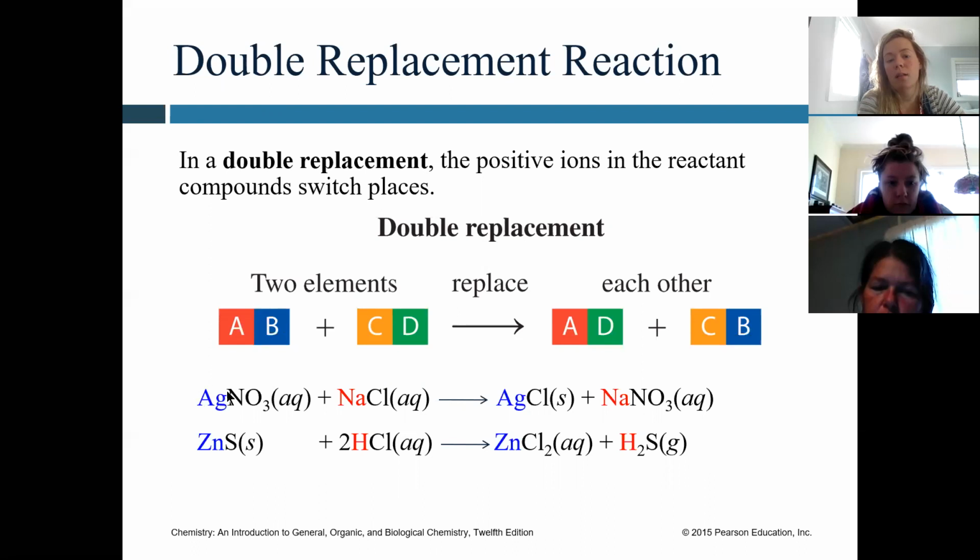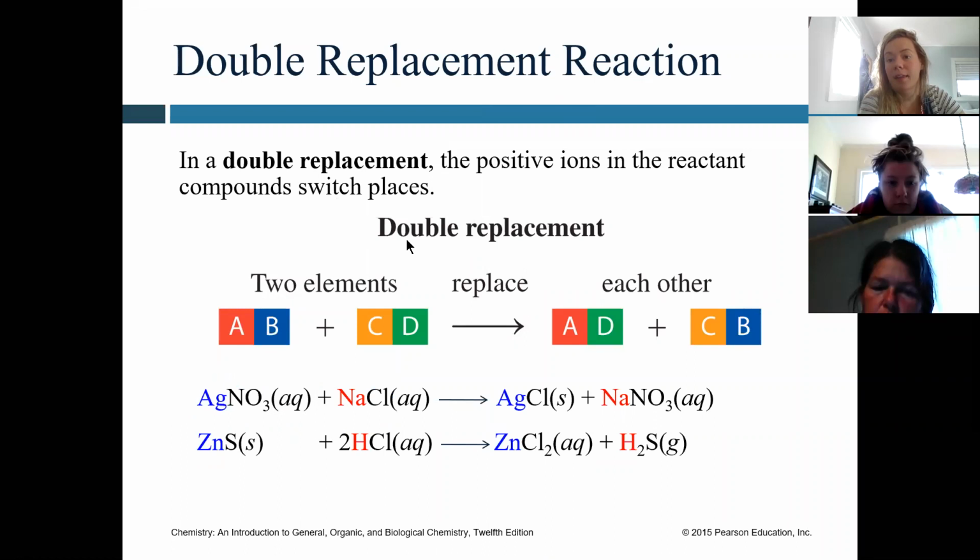You can see here's the metal on the first, here's the metal on the second. The metal from the first moves to the non-metal of the second. So Ag combines with chlorine, sodium combines with the nitrate. Now, in this situation, you're not going to see a metal combine with a metal, or a non-metal combine with a non-metal. It's always going to be the metal of one with the non-metal of the other, and the metal from the second with the non-metal from the first. Here we've got another one, so the zinc switches spots with the hydrogen.